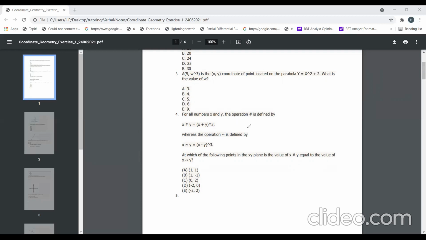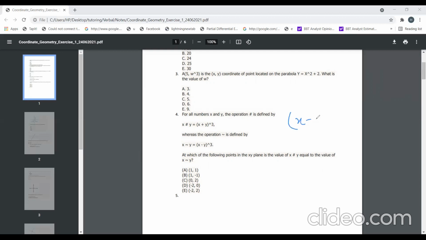For all numbers x and y, the operation hash is defined by x hash y equal to x plus y cube, whereas the operation tilde is defined by x tilde y equal to x minus y cube. At which of the following points in the xy plane is the value of x hash y equal to the value of x tilde y? This is very simple, right? You are supposed to find the x and y coordinates where these two values are equal.